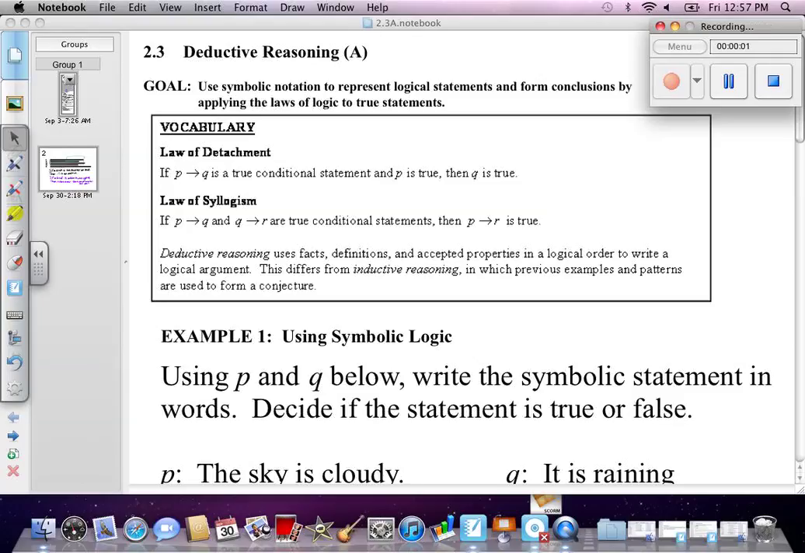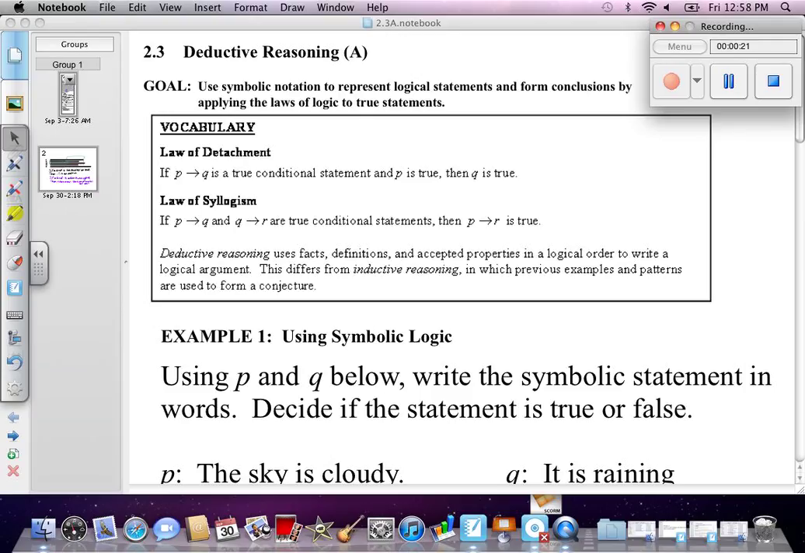All right, today we're learning deductive reasoning, okay? Inductive reasoning is when you see something from observation and make a statement about it, and a counterexample can prove it not true. Deductive reasoning uses symbolic logic to represent logical statements and form conclusions by applying the laws of logic to a true statement.